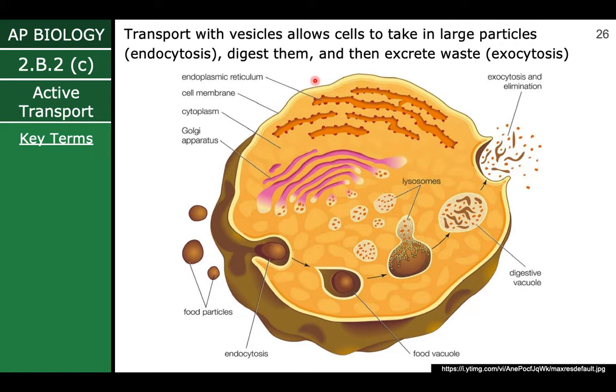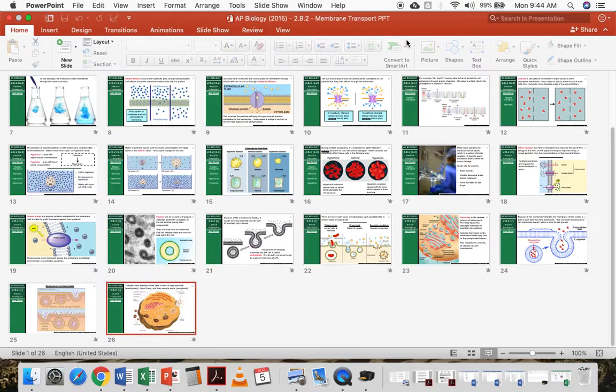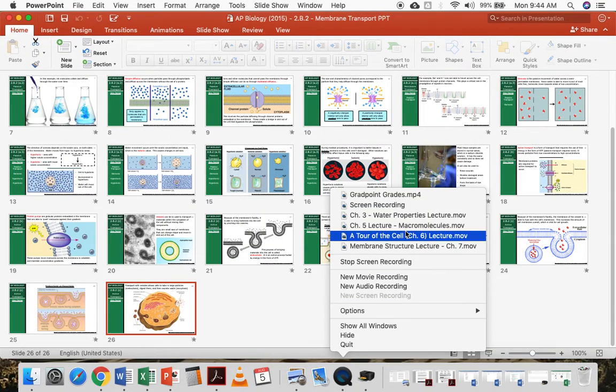But for now, that's going to do it for membrane transport. Remember that we have active and passive transport. And remember that passive transport breaks into just simple diffusion and facilitated diffusion. And that is going to do it for this lecture.